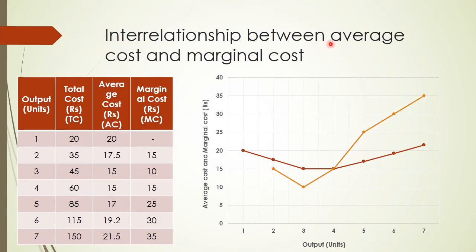Now, the interrelationship between average cost and marginal cost. What is the relationship between average cost and marginal cost? Now, the average cost curve was U-shaped and your marginal cost curve was like a hockey stick. Okay, remember it in that way. Let us see here. Output is given, total cost, average cost, how to find it, and marginal cost, how to find it, right?